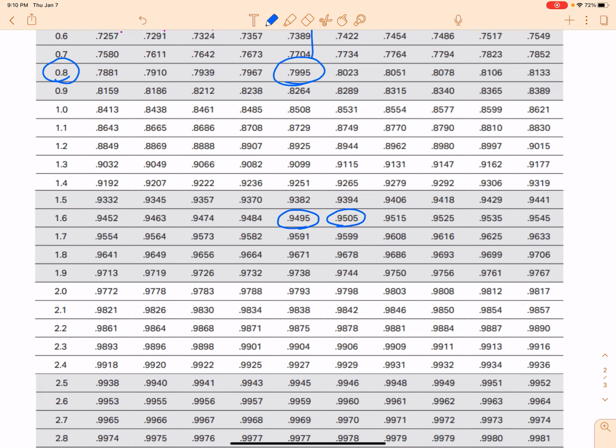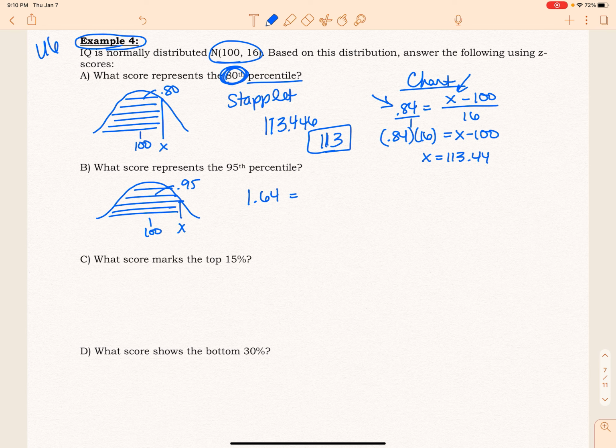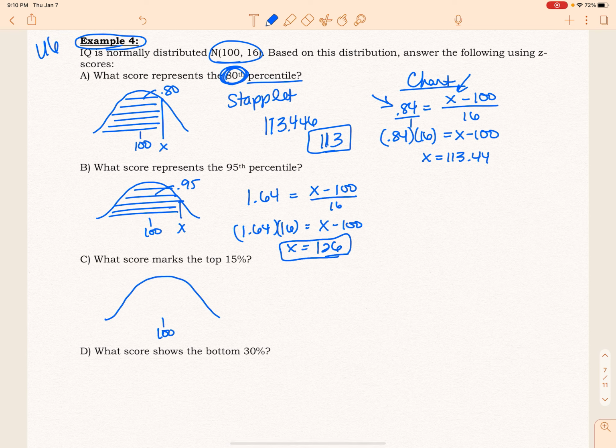So 1.64 equals x minus 100 over 16. I cross multiply. And then, of course, I add 100 to both sides, and I get roughly 126. There you go. All right. What score marks the top 15%? So the top 15% would be right there, and I want to know that value now.